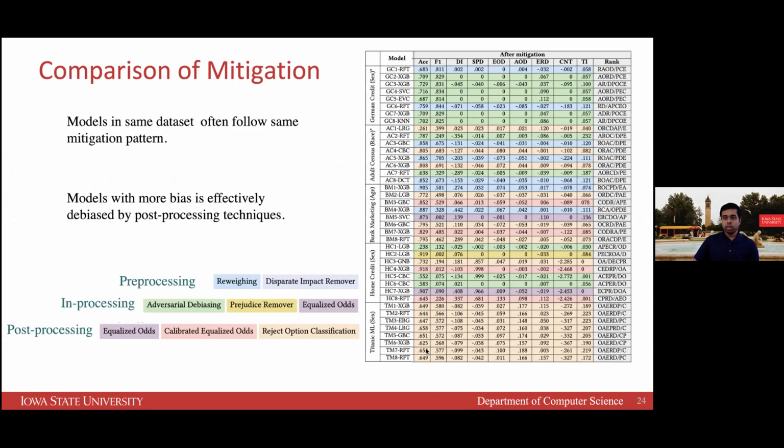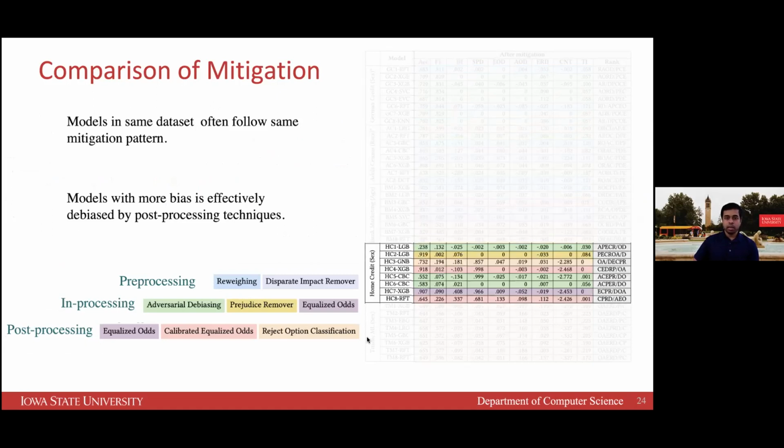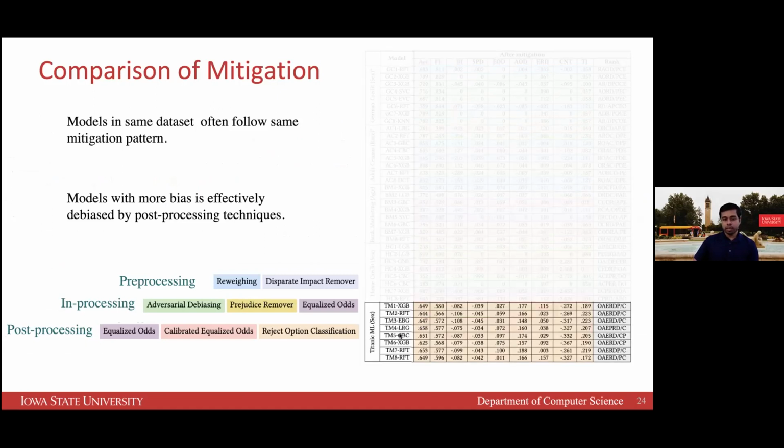We have found that models in the same dataset often follow the same mitigation pattern. When I say mitigation pattern, I mean that in the same data set, the same mitigation algorithm performs well to make it fairer. For the other data set, we also see similar patterns. So this indicates that specific mitigation techniques actually work on certain types of data set.